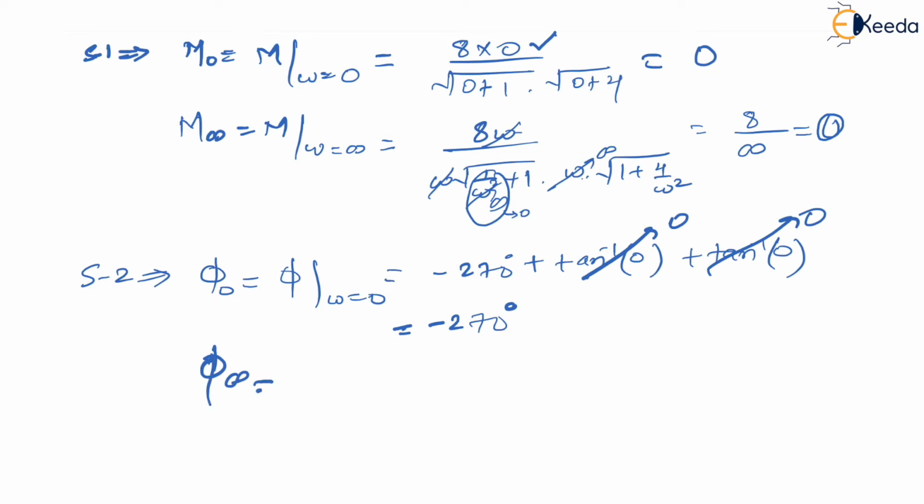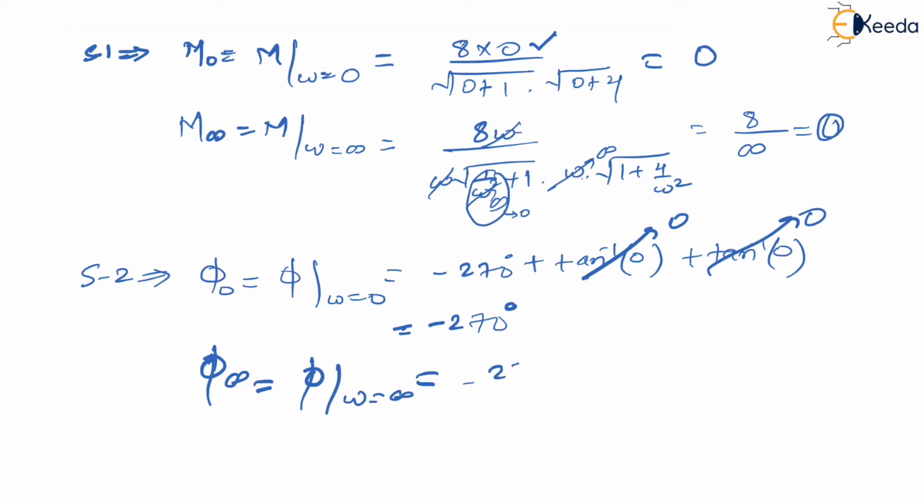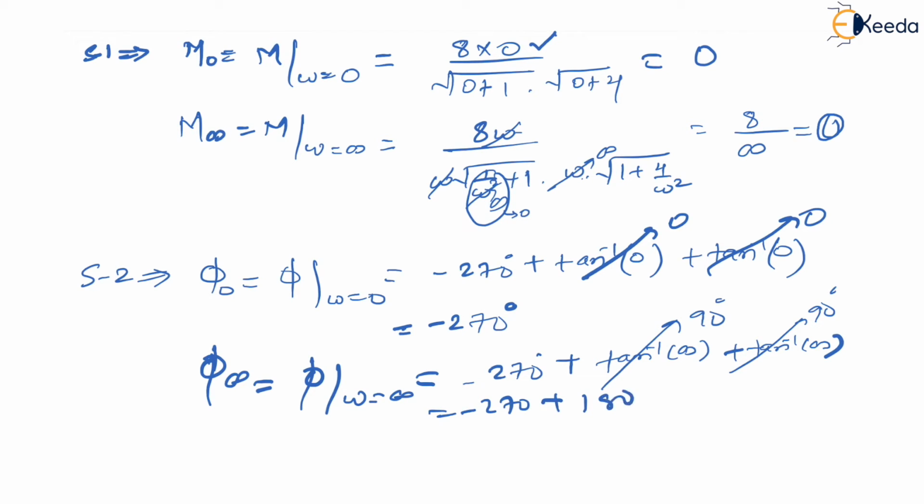Yes. Now what is phi infinity? Phi infinity is going to be the phase at omega equal to infinity. How do you get that? Simple. You replace omega by infinity. So you get minus 270 degrees plus tan inverse of infinity plus tan inverse of infinity. Tan inverse of infinity is nothing but 90 degrees. So 90 plus 90 is 180, minus 270 degrees plus 180 degrees is equal to what? It gives you minus 90 degrees. Is that right?